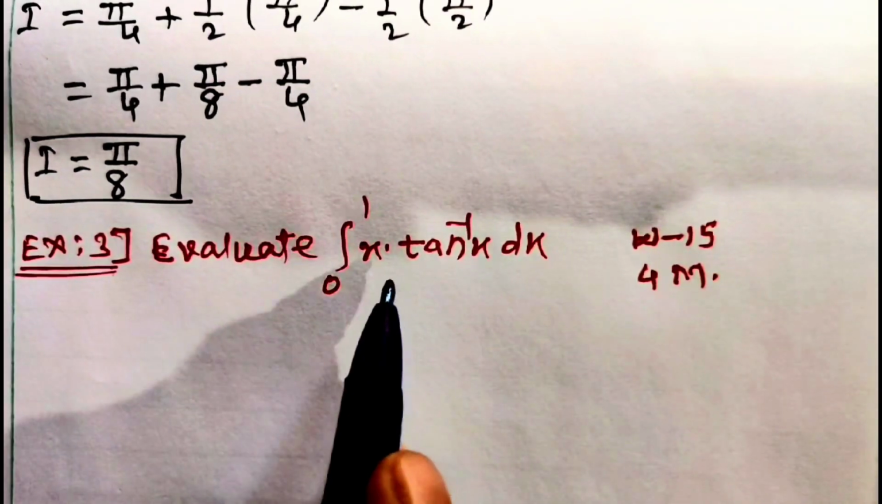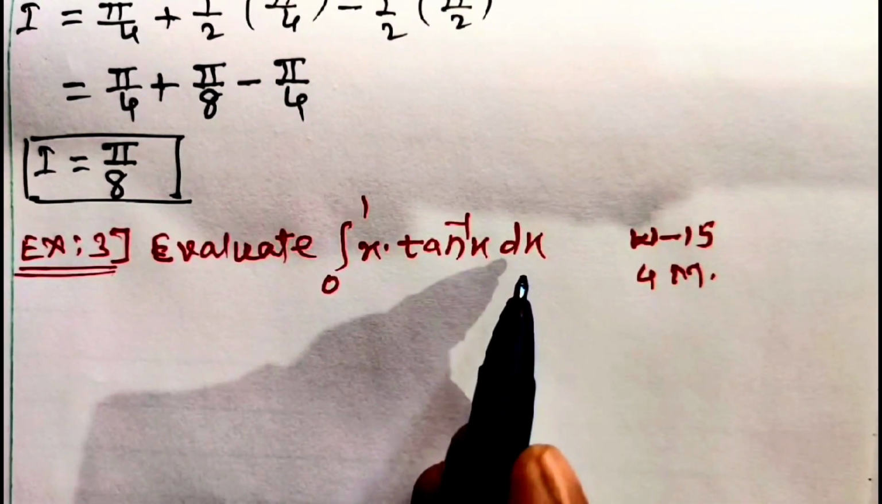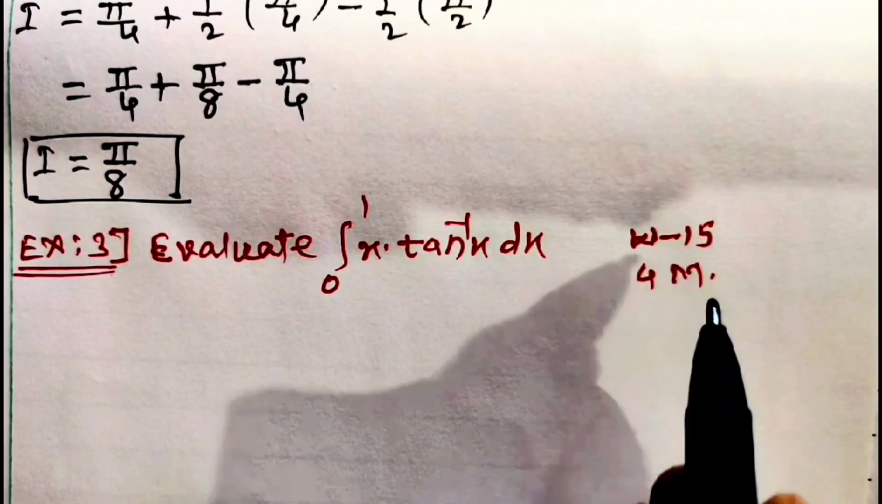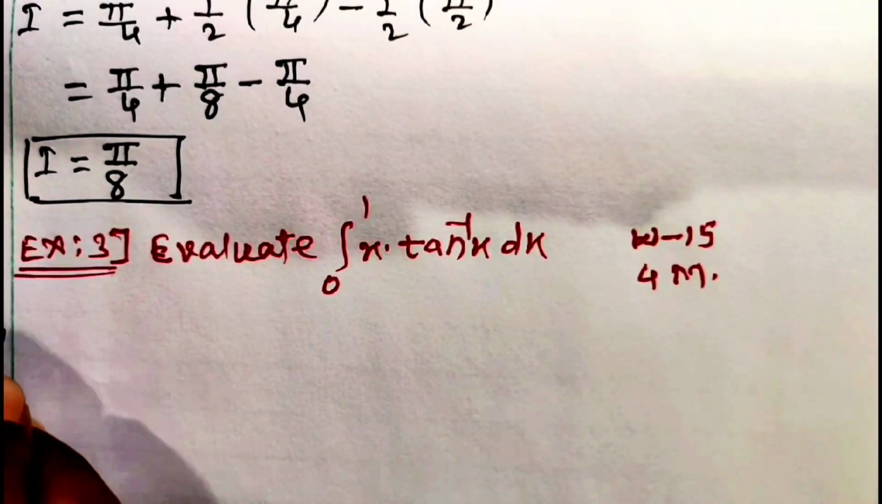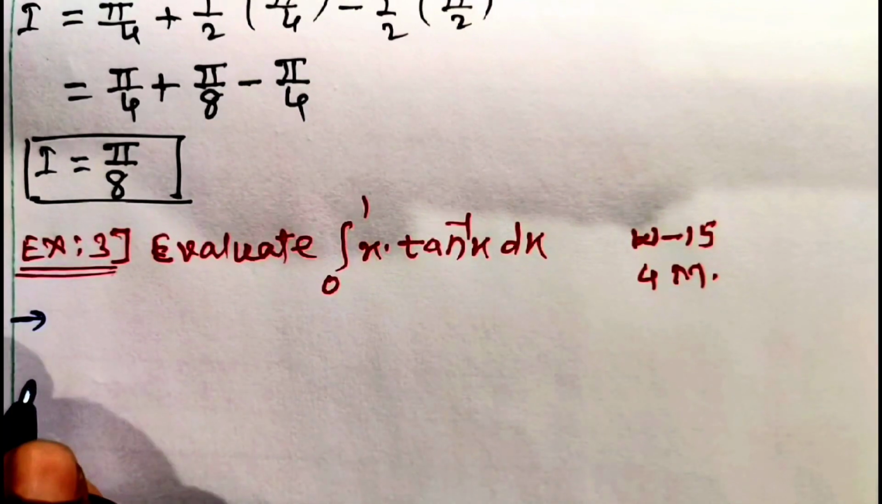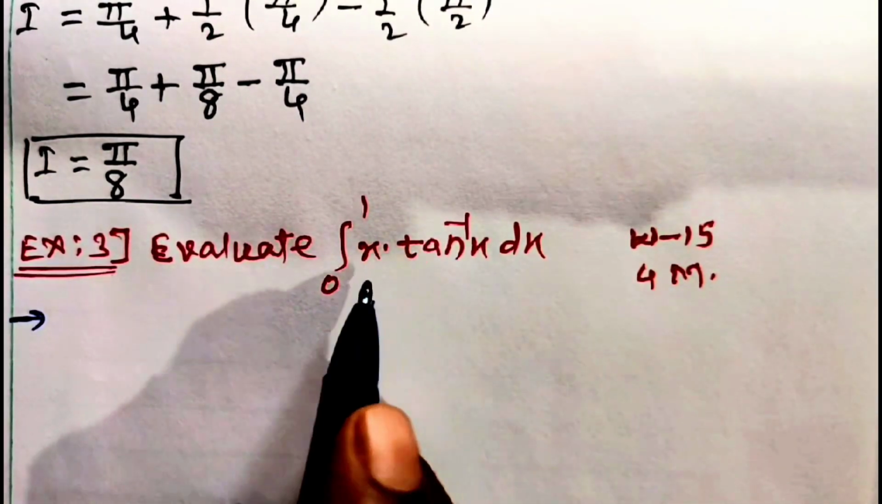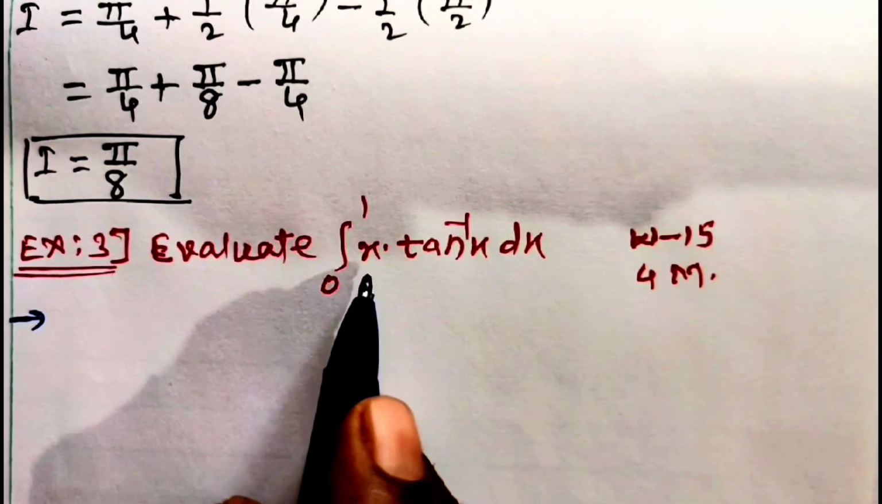Integral from 0 to 1 of x times tan inverse x with respect to x. This sum appeared in winter 2015 for 4 marks. To evaluate this integral, we have to apply the by parts method. By the LIAT rule, the first function must be tan inverse x and the second function must be x, which is an algebraic function.